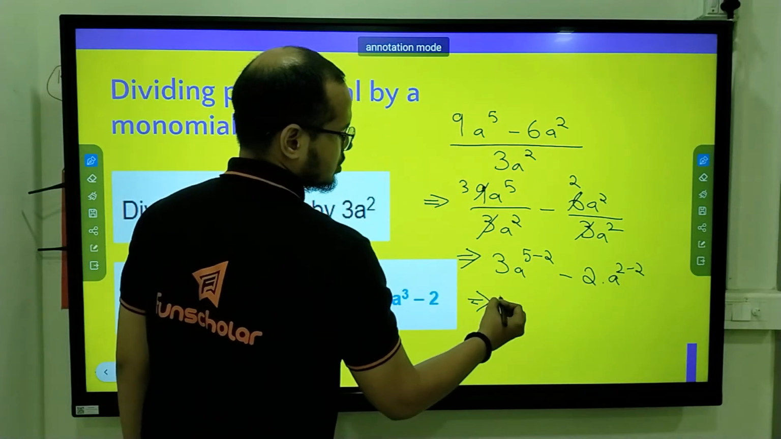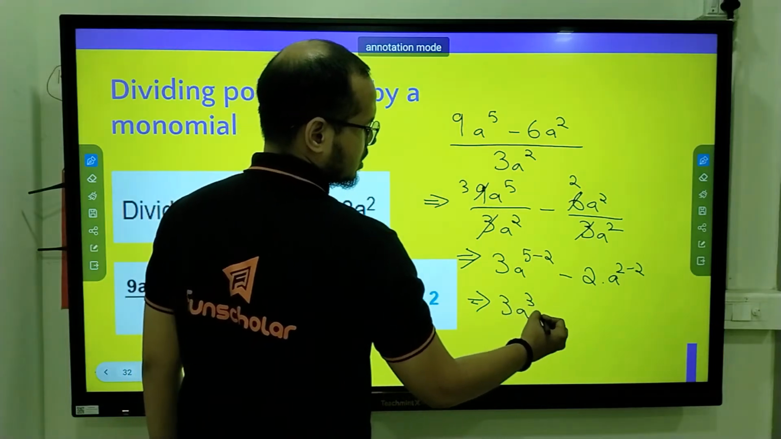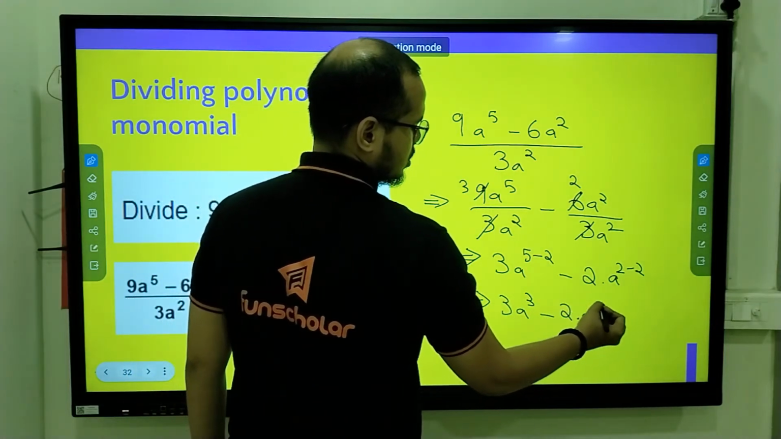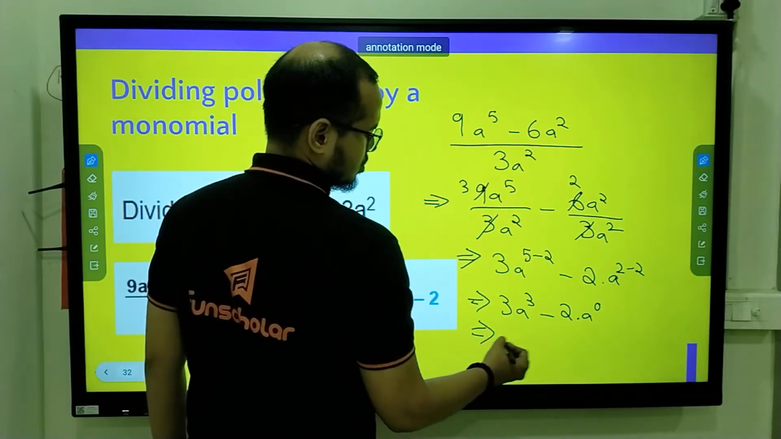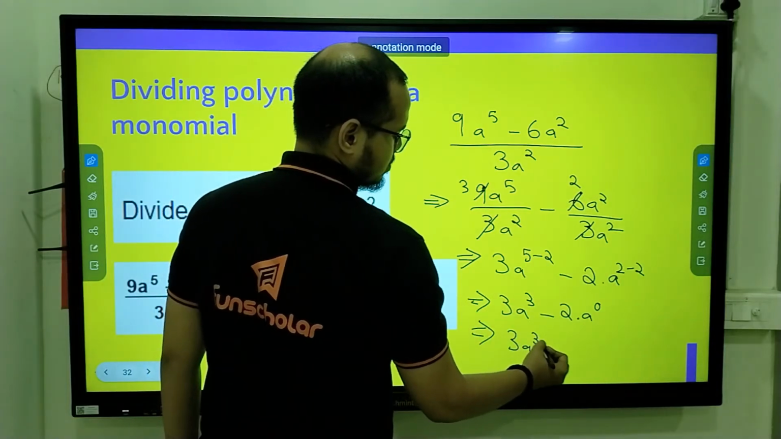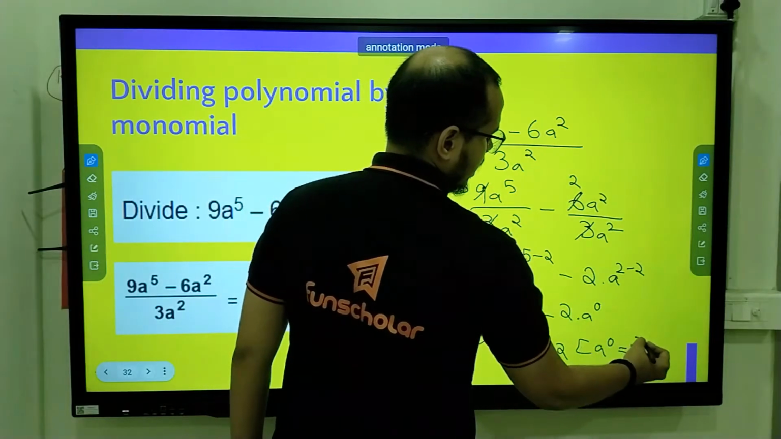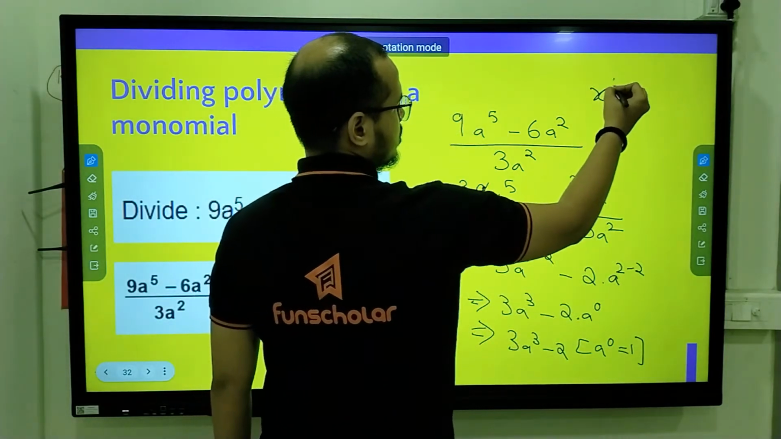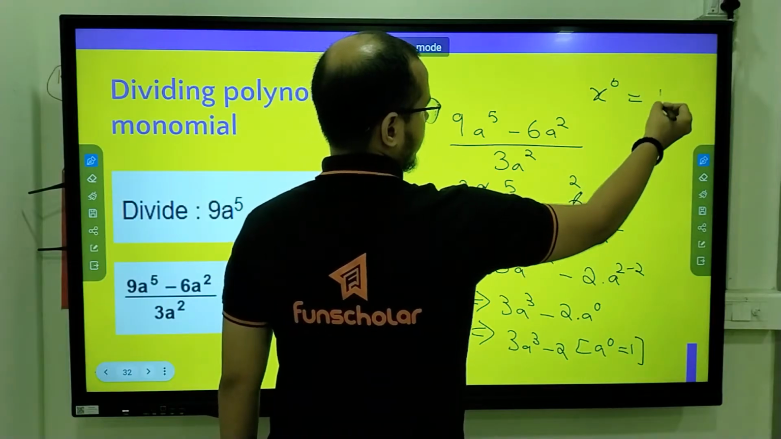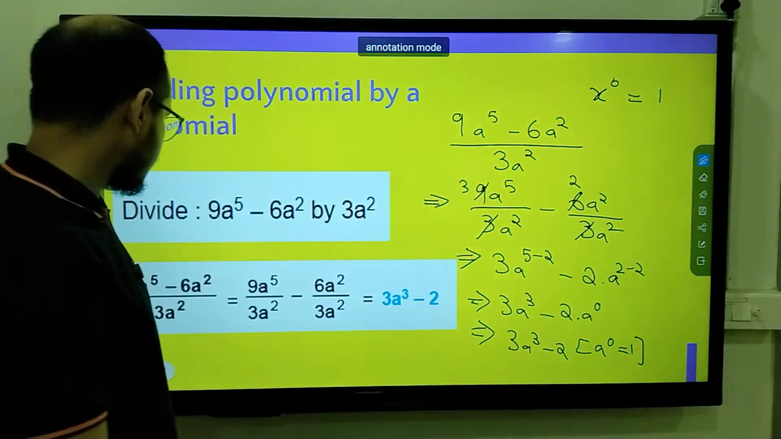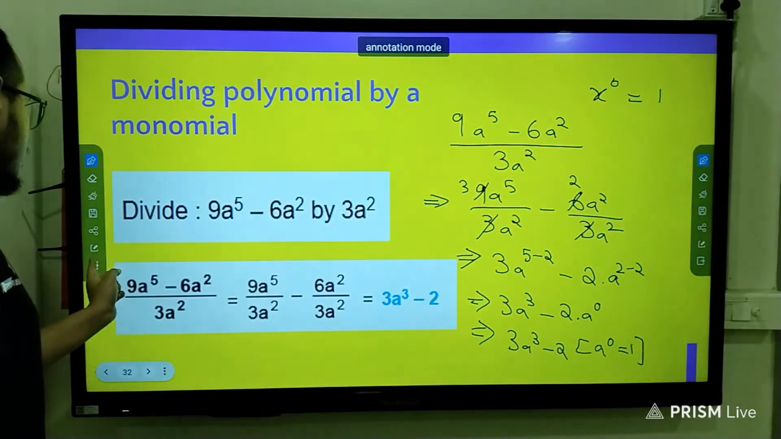Okay, so 3a to the power 3 minus 2 into a to the power 0. So 3a cube minus 2. Why? Because a to the power 0 is 1. Any variable raised to the power 0 is 1. Okay, this is what this sum is all about.